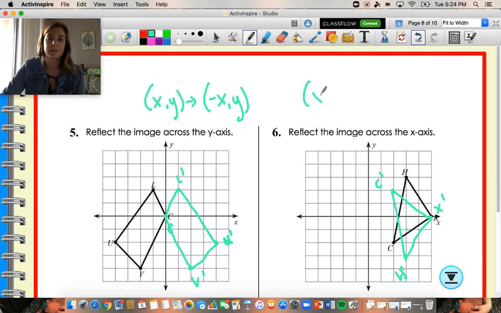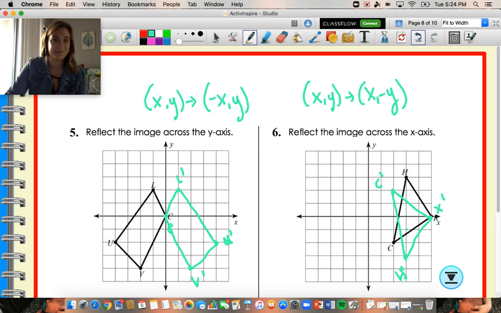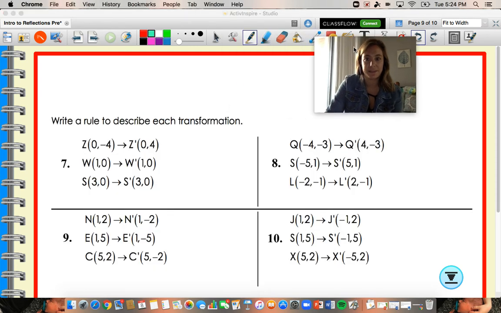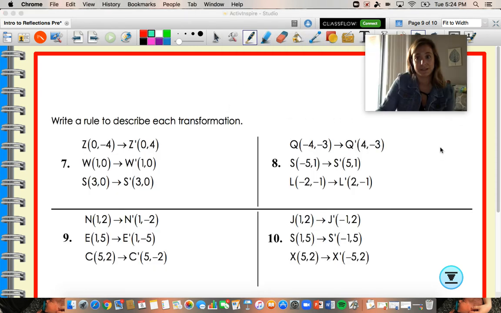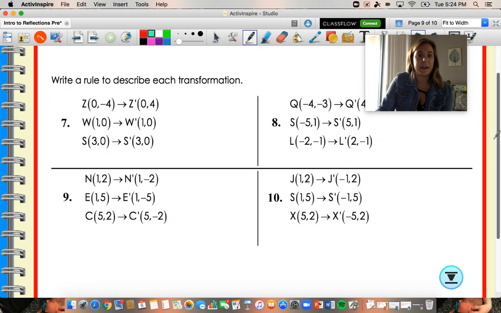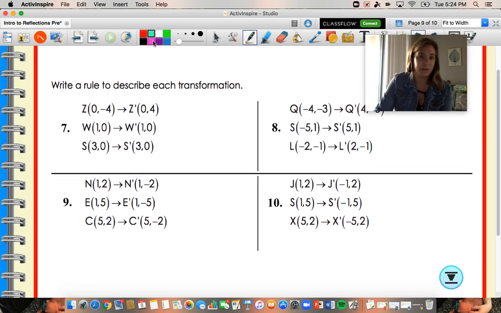All right, so XY becomes, my X stayed the same and my Y became opposite. This was my pre-image, and this was my image. Okay, the last few, my friends. Write a rule to describe each transformation. So I'm gonna look at all three.